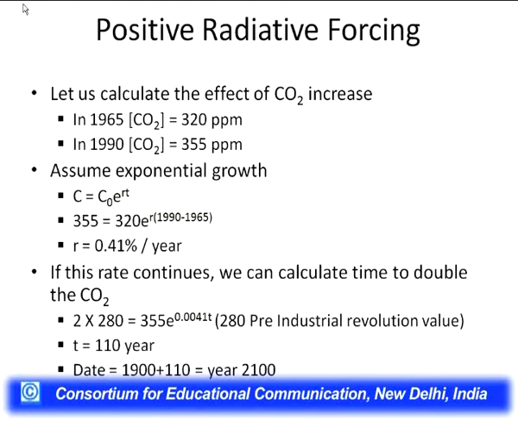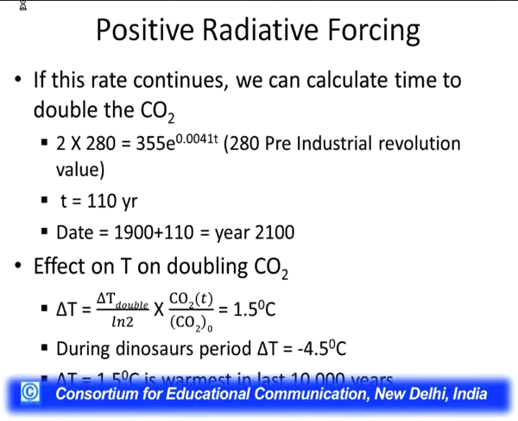So we can say in the year 2100, from now onwards after 85 years, we will have the amount of CO2 exactly doubled in the atmosphere compared to what it was during the pre-industrialization period. If this rate continues, the time taken to double, as we have calculated here, is the year 2100.